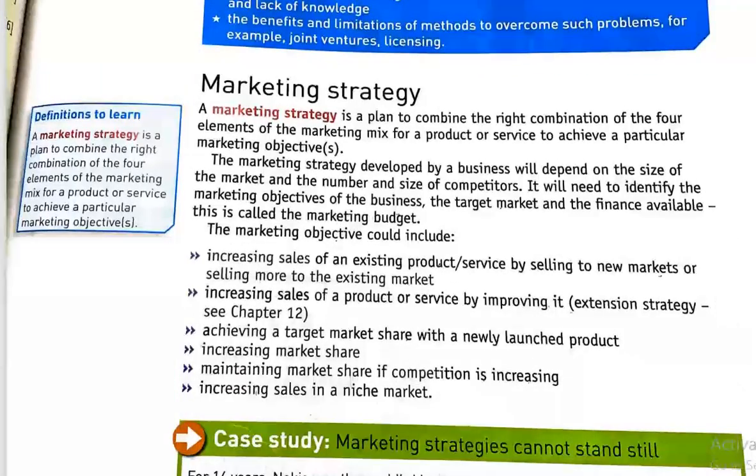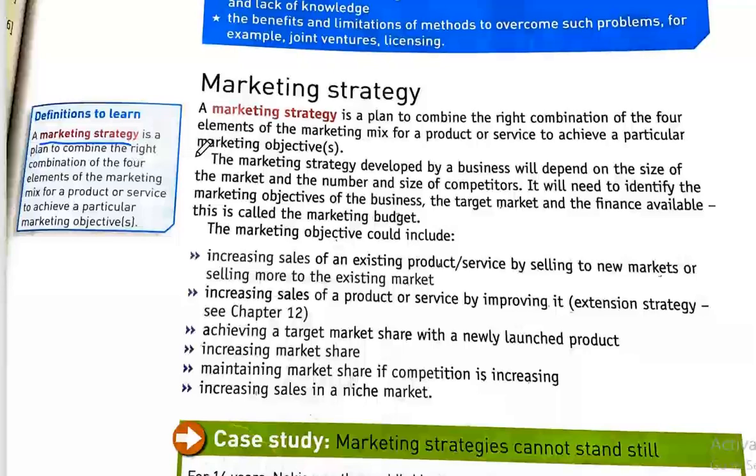So the first thing we must know is what marketing strategy actually means. Marketing strategy is a plan. When I mention the word strategy, it's like a guidance for the organization, or a roadmap, or a plan that combines the right combination of the four elements of the marketing mix. So this is a plan to combine the four P's of marketing for a product or service in order to achieve particular marketing objectives.